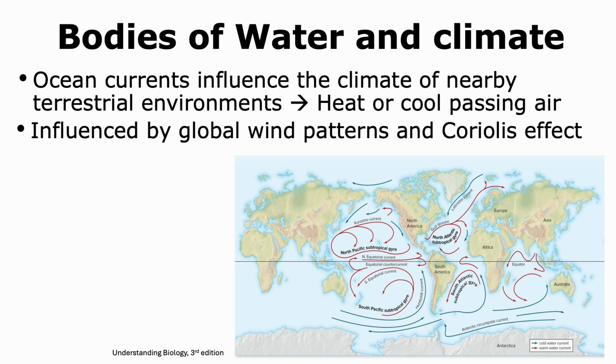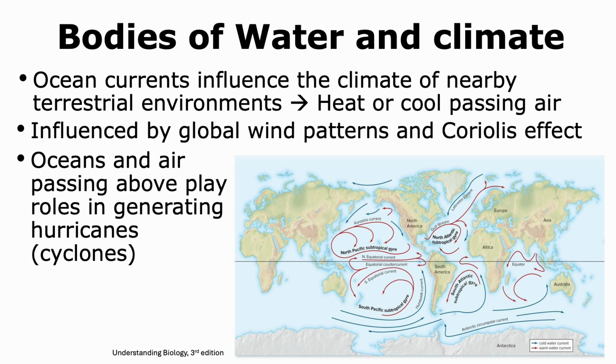Ocean currents are influenced by global wind patterns, including the Coriolis effect that causes winds to curve east or westwards. This curving of the winds affects the direction of ocean currents as well. The oceans and the air above can affect the formation of hurricanes or cyclones that bring a lot of precipitation and strong winds to coastal regions.